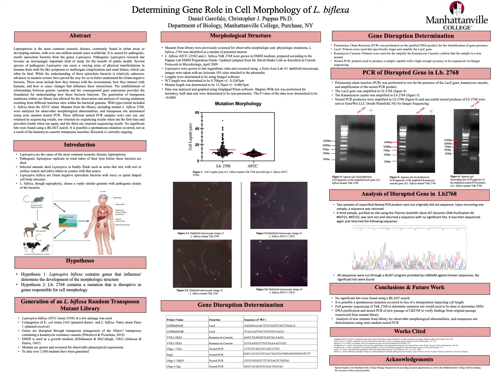Wild-type ATCC 23582 and mutant 2768 were grown in EMJH medium until late logarithmic state. They were screened using a dark field microscope and images were taken through a camera attached to the phototube. The lengths were determined using ImageJ software. Wild-type length average was determined to be 8.706 micrometers, while mutant length average was determined to be 13.7 micrometers.